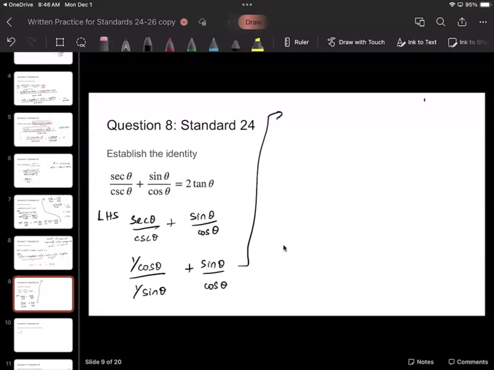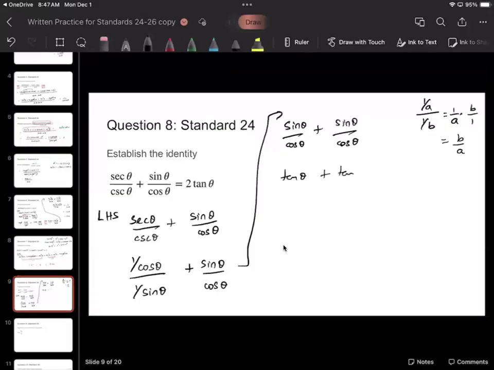Suppose you have 1 over a over 1 over b. You keep the 1 over a and you flip the 1 over b as b over 1. So this becomes b over a. So this expression will become sine theta over cosine theta plus sine theta over cosine theta. We know that sine over cosine is tangent, and when you add a tangent with another tangent, you get two tangent. So that is how you prove this identity.